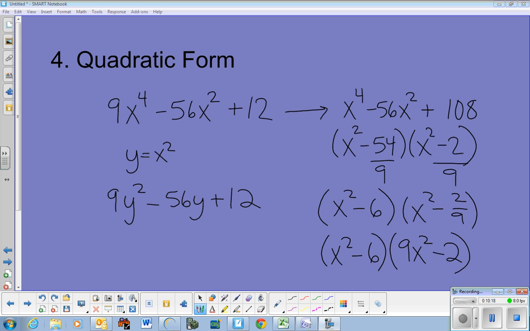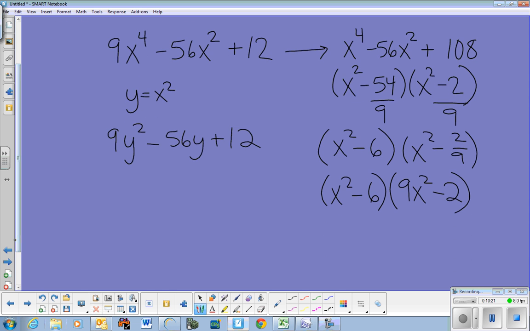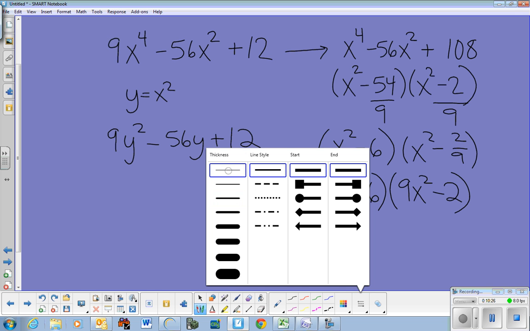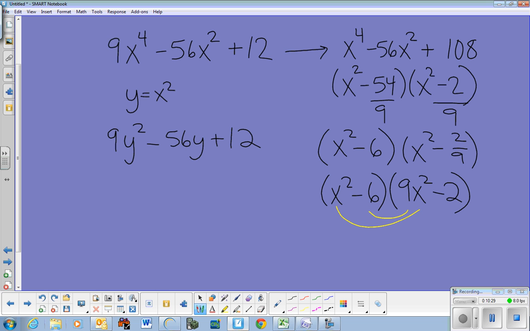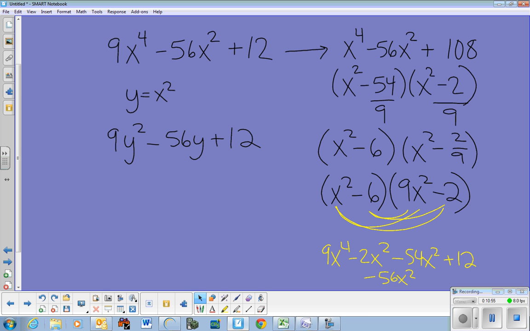So I should set a good example and check, and not just tell you to check. If I'm checking this, I'm going to FOIL it out: first, outer, inner, last. 9x squared times x squared is 9x to the 4. X squared times negative 2 is negative 2x squared. Negative 54x squared from the inner terms, plus 12. The middle two go together to give me negative 56x squared. And I have 9x to the 4 minus 56x squared plus 12, which is what I intended to break down.